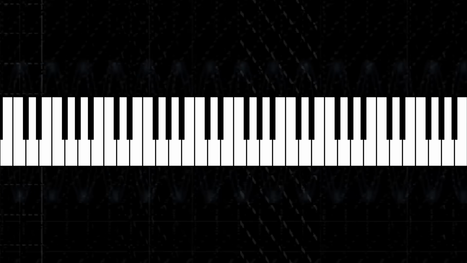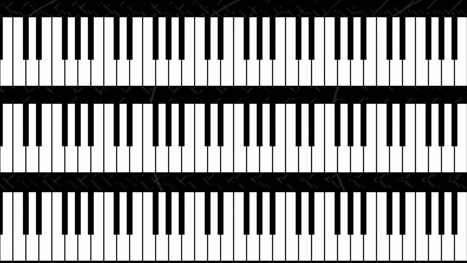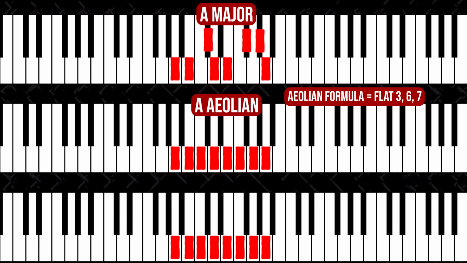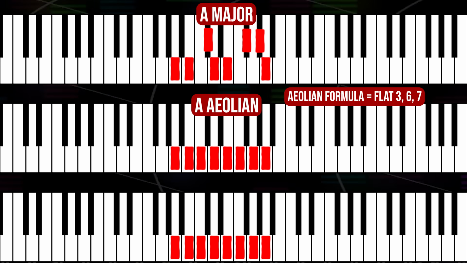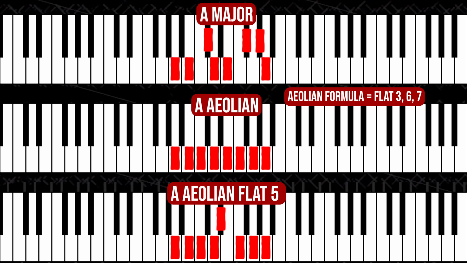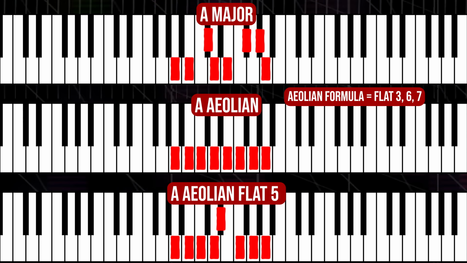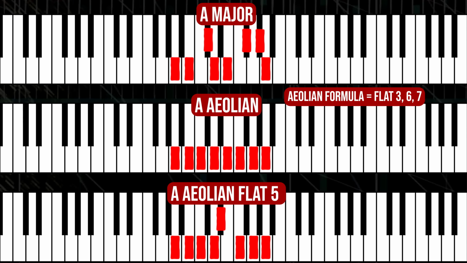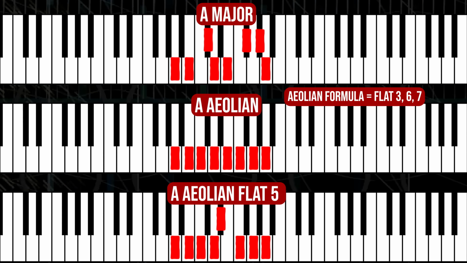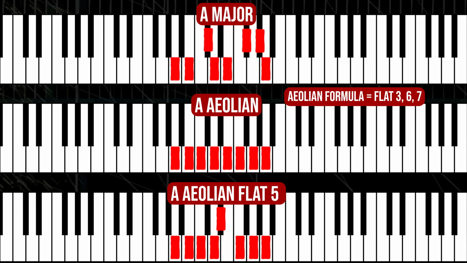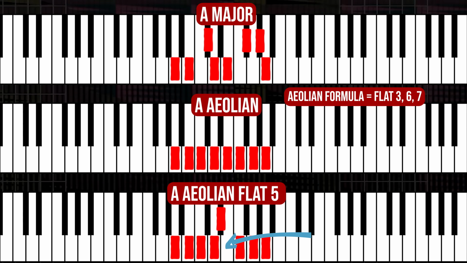Moving on to our 6th mode of the melodic minor scale, we have Aeolian flat 5. So it's Aeolian, but with a flat 5. 1, 2, 3, 4, 5. Let's make that flat. That one's a real interesting one. It sounds kind of... because we're lacking the 5th.